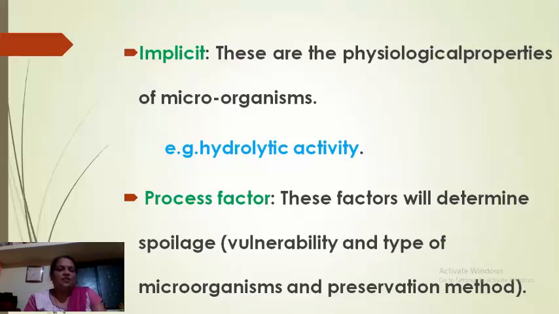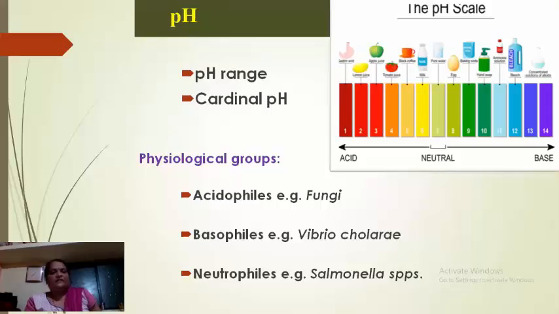There are some factors which are called as implicit factors. These are the physiological properties of microorganisms that also determine food as a substrate for microorganisms. For example, hydrolytic activity of microorganisms. Some factors are called as process factors. These are the factors that will determine spoilage. For example, the vulnerability and type of microorganisms in the food, and based on this, how to select the preservation method. Now we will discuss some intrinsic factors one by one.